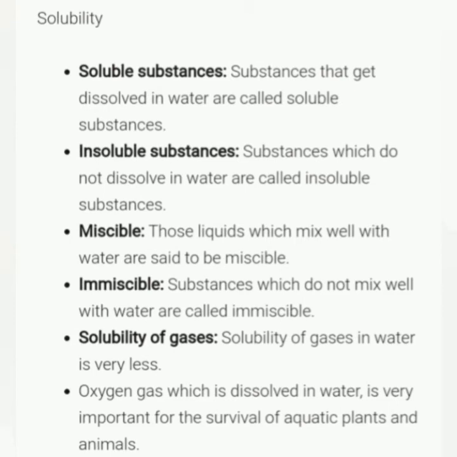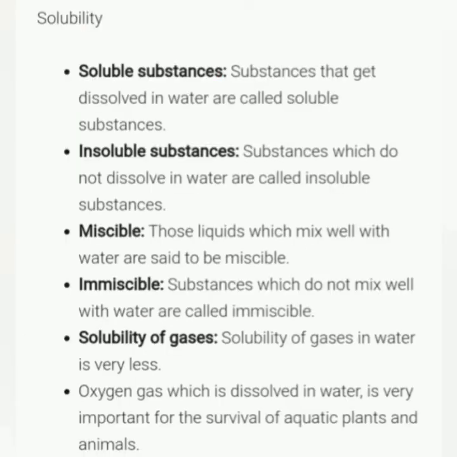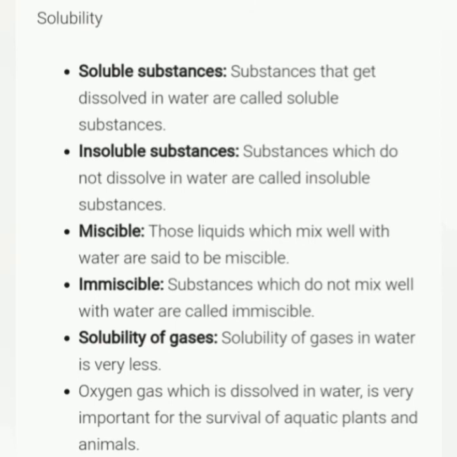Now on the basis of solubility, this is another property of materials. On this basis, substances are divided into soluble substances, insoluble substances, miscible and immiscible. What are soluble substances? Substances like salt and sugar which disappear in water are called soluble, and substances which don't disappear in water are known as insoluble substances. And what are miscible liquids? When two liquids are mixed and they do not mix well, they are known as immiscible liquids, and liquids which mix well with water are said to be miscible.